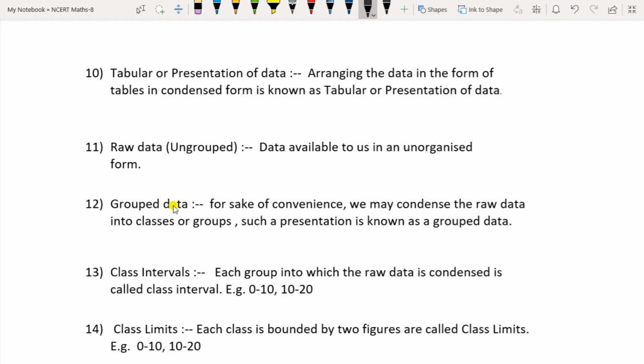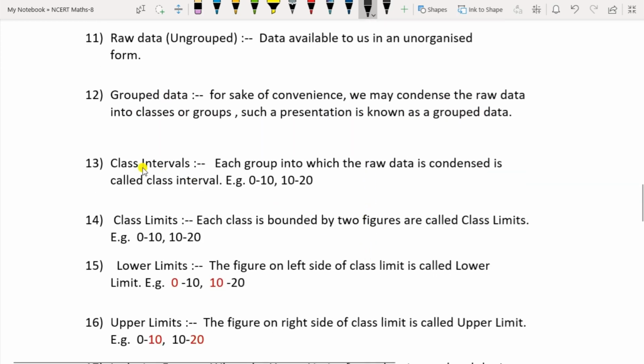So it is called grouped data. For the sake of convenience, we may condense the raw data into classes or groups. Such a presentation is called grouped data. Now the data can be given in the form of intervals. These are called the class intervals in the condensed form. So from 0 to 10, 10 to 20, these are called the class intervals.